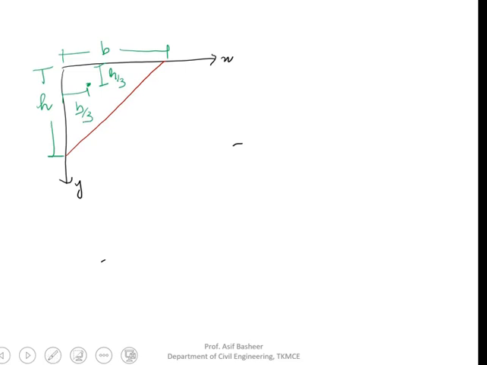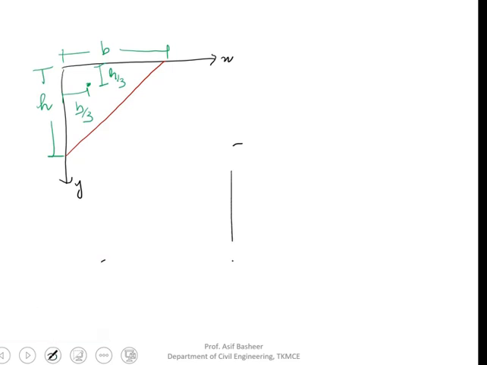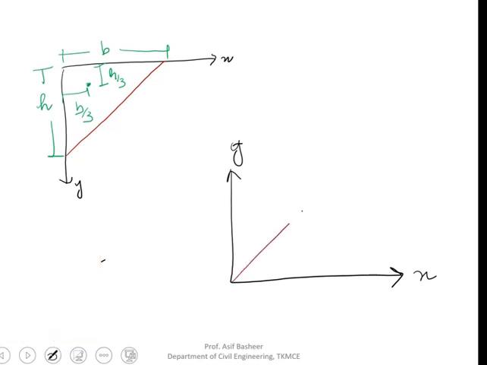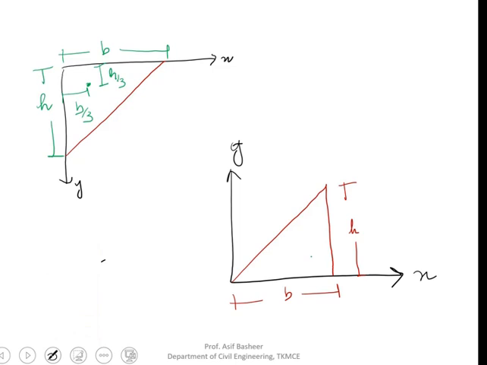Okay, now the other case that can come here is that we are having the axis like this. This is x, this is y, and your triangle is in this form. This is b, and the other one I can say this is h. Using the very basic concept, I can say the centroid will be in the more area region. Here the more area region is somewhere here.